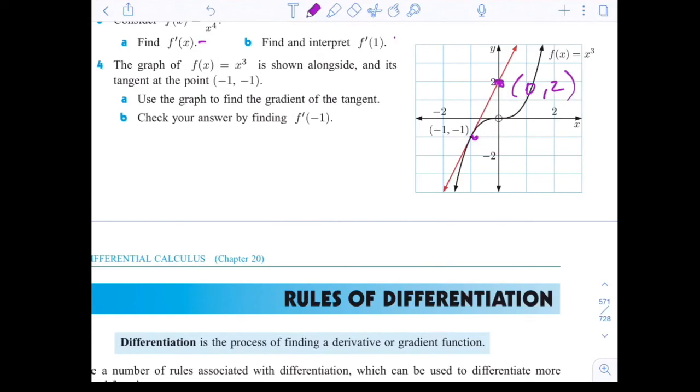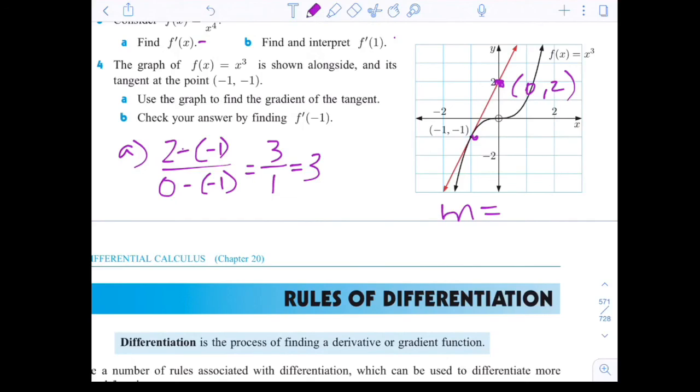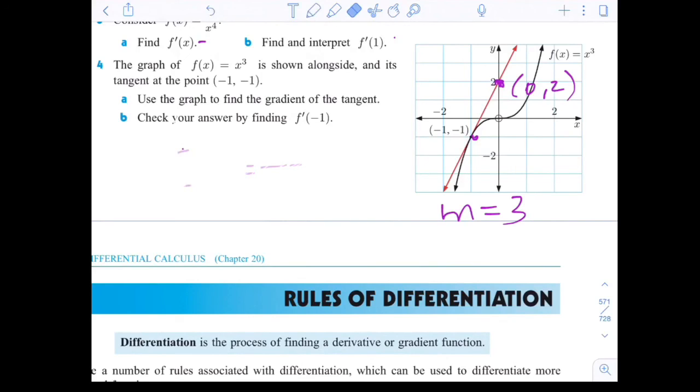And I can use the slope formula of that. So I know y2 minus y1, 2 minus negative 1, all over x2 minus x1, 0 minus negative 1, will work out to be 3 over 1, which is 3. So I know the slope of that red line is 3. Then it says use your derivative in order to find that out as well and see if it's also 3. So let's test it and see. So it should be if we've done everything properly.